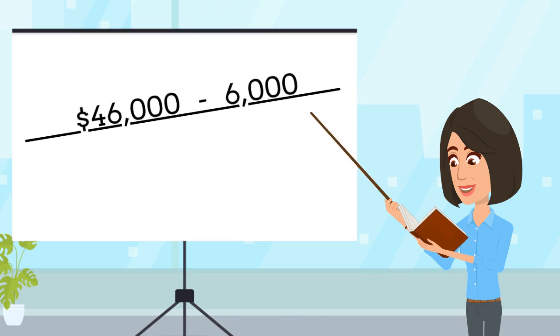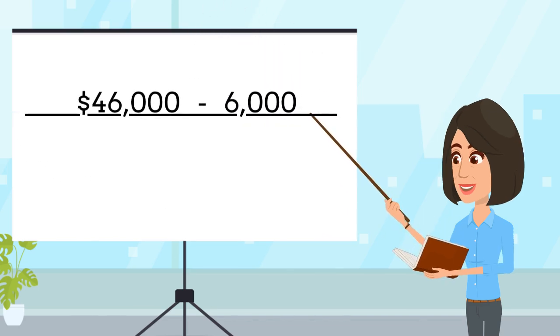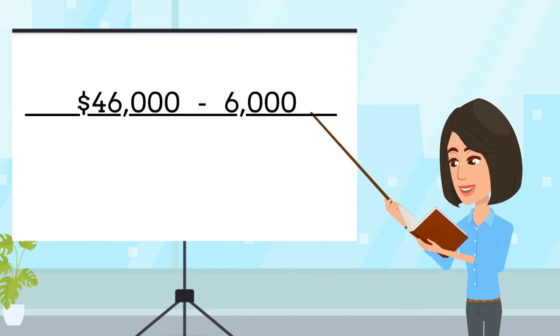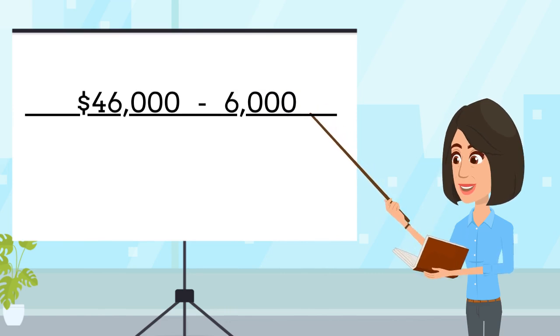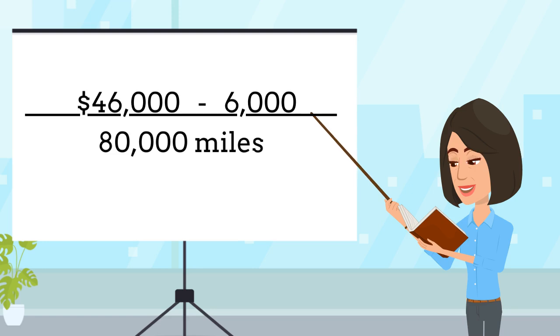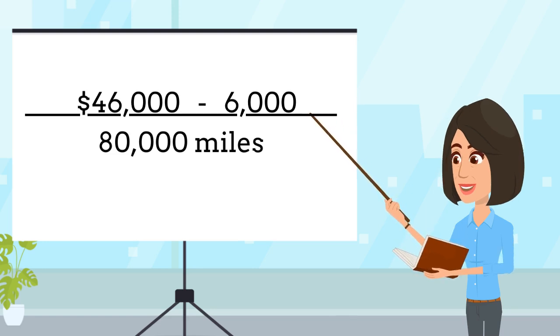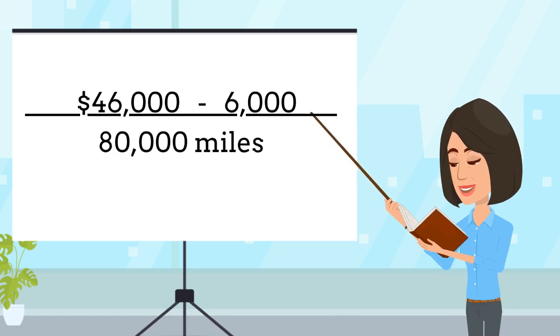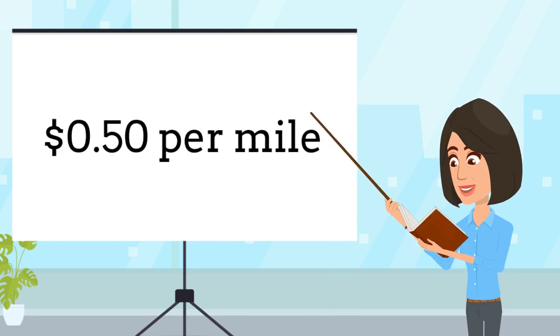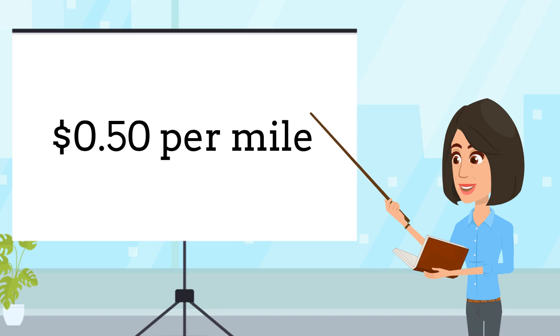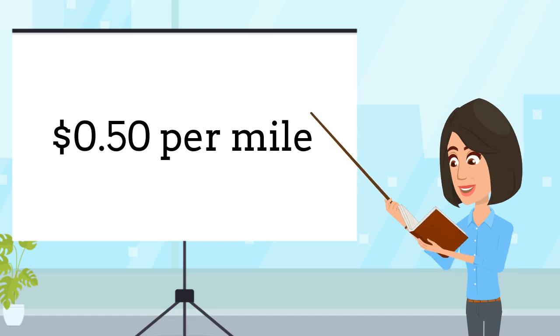Well, that makes it 46,000 minus 6,000 in the numerator. And remember how I said that Manny expects to use the van for 80,000 miles? Well, that 80,000 miles is the denominator, which gives us a rate of 50 cents per mile driven. That means for every mile the van is driven, we are depreciating 50 cents.